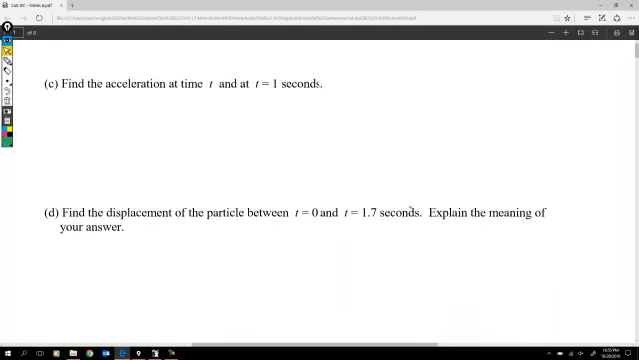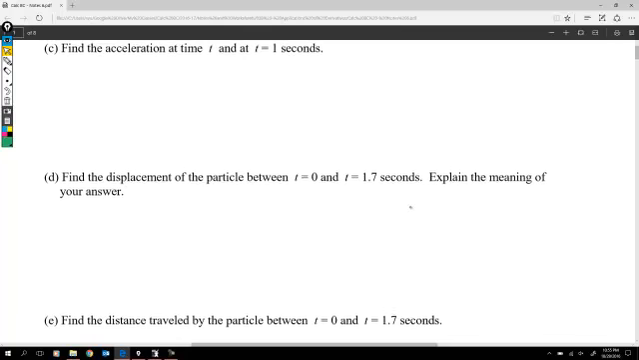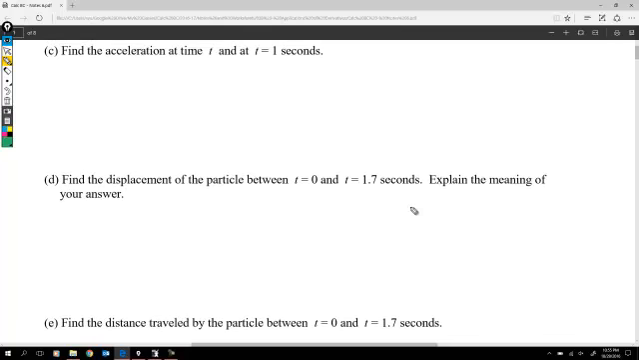Okay, then it asked me to find the acceleration at time t. So I've got to find the derivative of v, which equals a. Okay, and I'm just going to write down my velocity equation to help me remember. So my velocity was 6x squared minus 14x plus 4. So we'll take the derivative, and that will give me 12x minus 14. Okay, and then they want me to evaluate at 1 second.